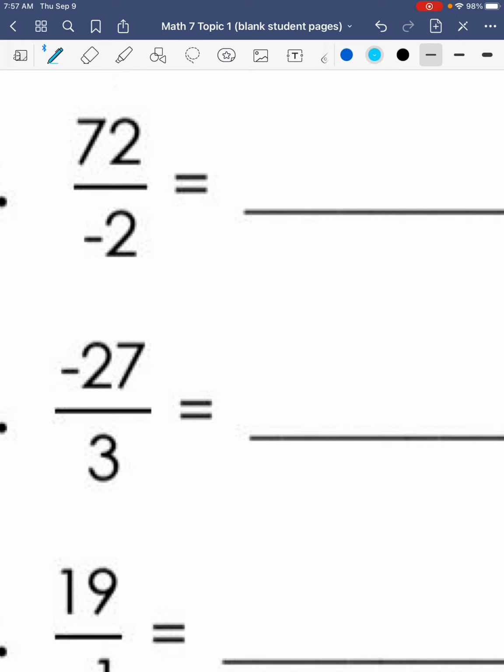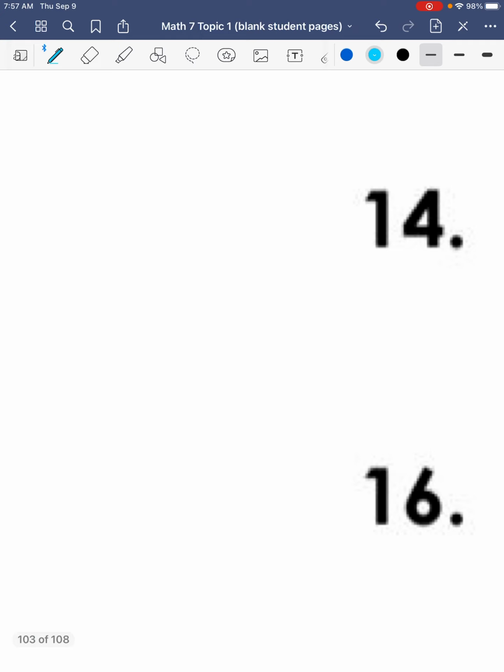Okay, next I have 72 divided by negative 2. Remember, you can rewrite this out horizontally like this if you wanted to. I'd probably put that negative 2 in parentheses so that you really see that it's a negative 2. So I can see very clearly that my signs are different. And because these are bigger numbers, I'm going to work this one out.